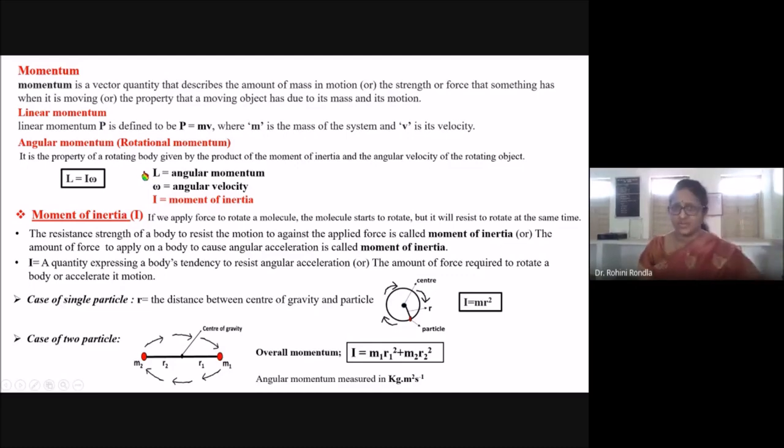Going straight, that is linear momentum. Linear momentum is the product of mass and velocity. Linear momentum, it is denoted by P. Linear momentum is defined as P is equal to mv. What is it? Linear momentum is the product of mass and velocity.